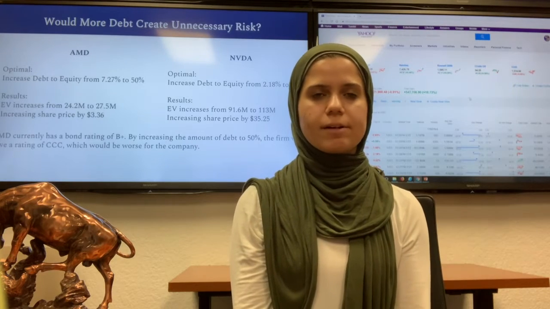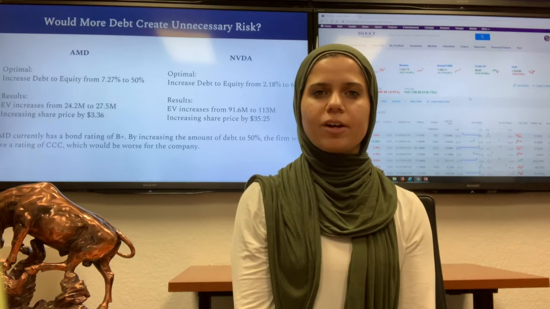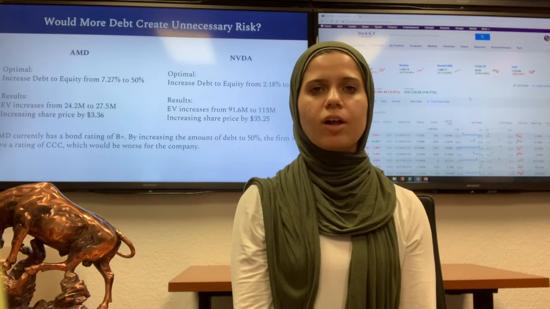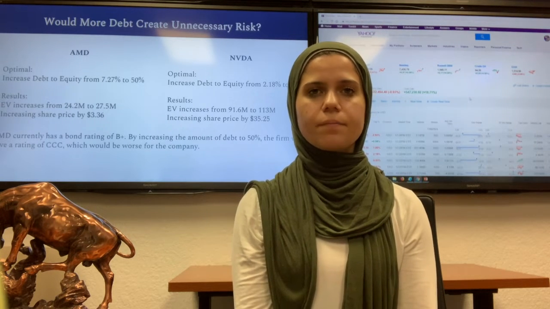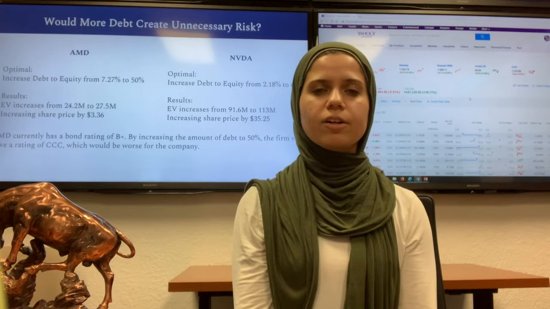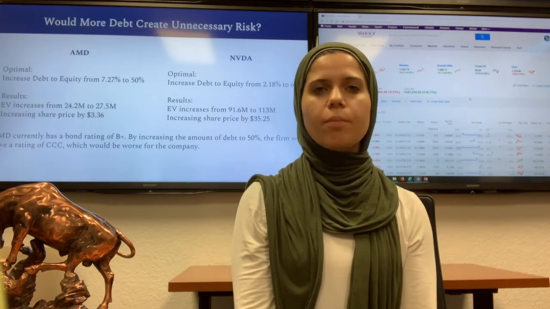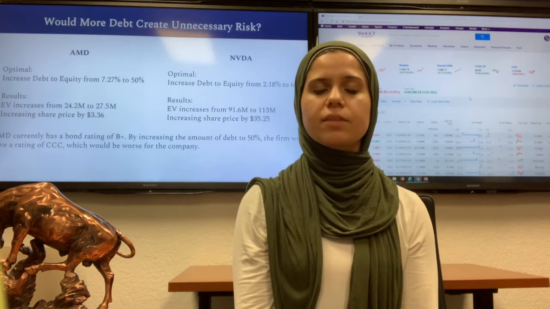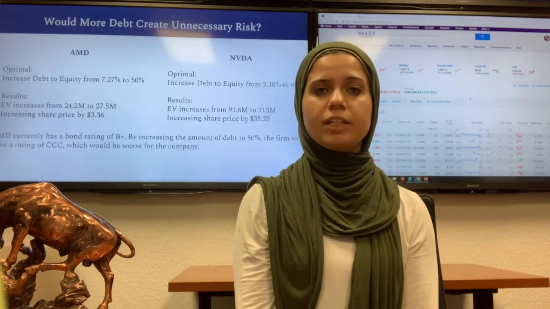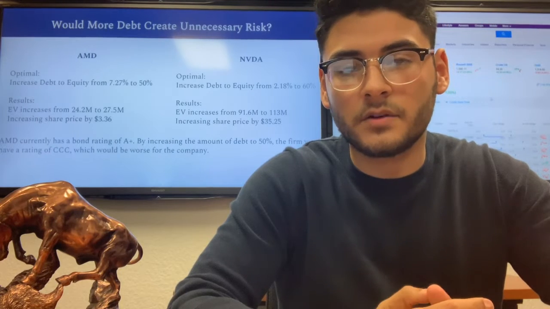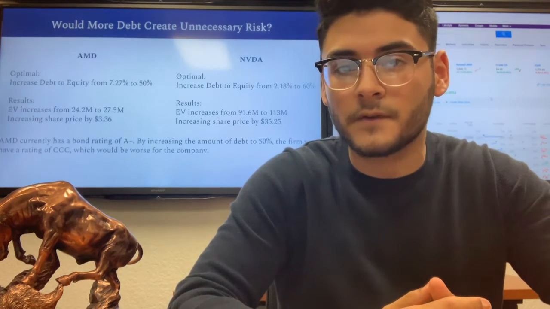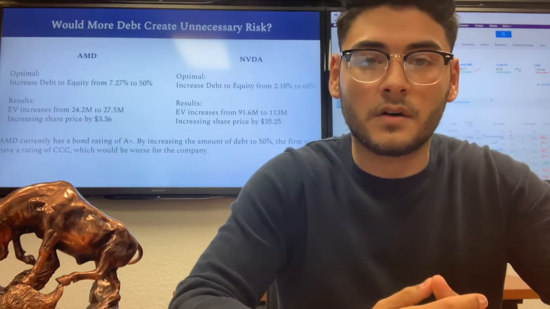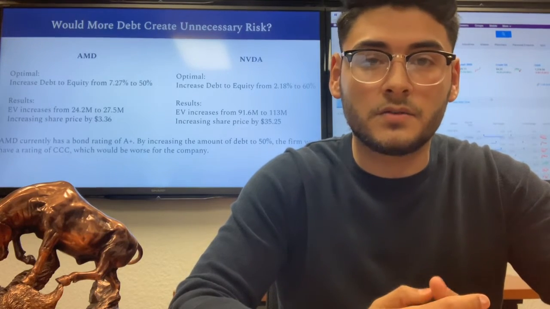Would more debt create unnecessary risk? Well, we did mention before that increasing the debt-to-capital ratio to 50% would put AMD at an overall enterprise value higher than what it currently is. However, along with this are several negative downfalls. For example, the bond is currently rated at A+. By increasing the debt-to-capital ratio to 50%, the bond would be lowered to a rating of CCC. Increasing debt would create unnecessary risk for NVIDIA, as increasing the debt-to-equity from 2.18 to the optimal of 60% would increase share price by $35, but it would also decrease the bond rating from AAA to BBB+.